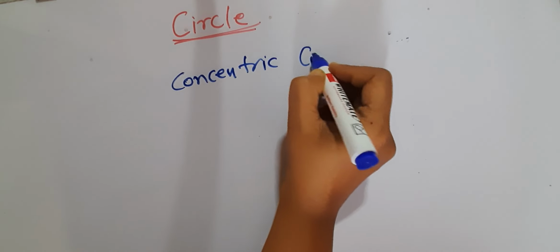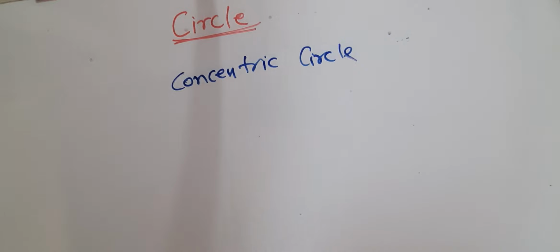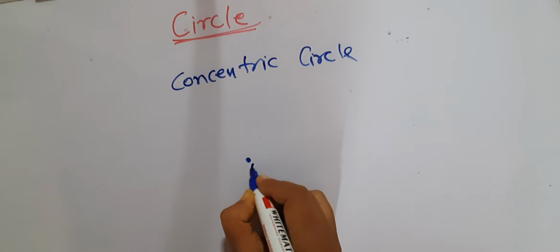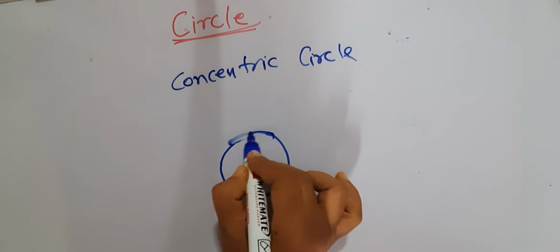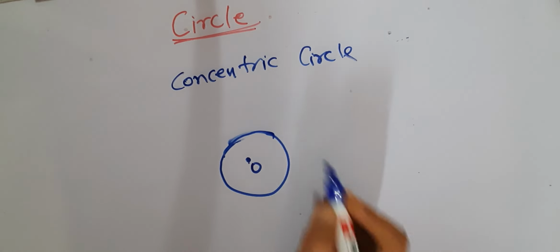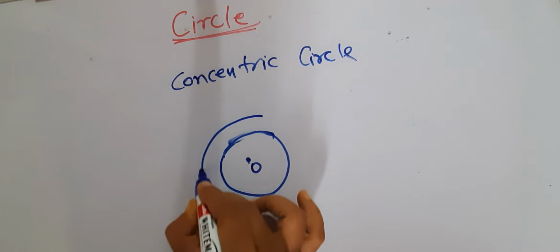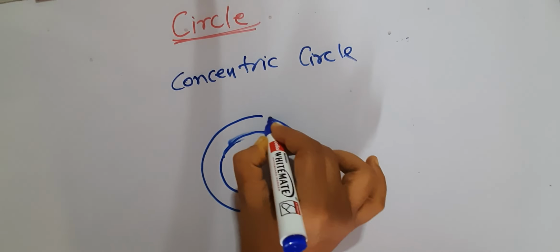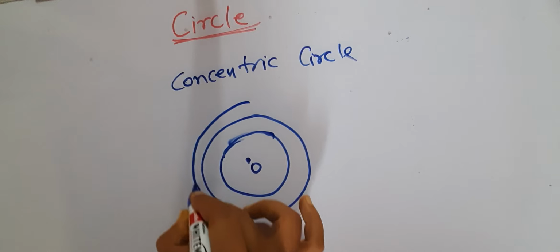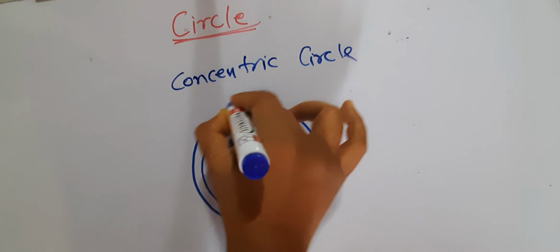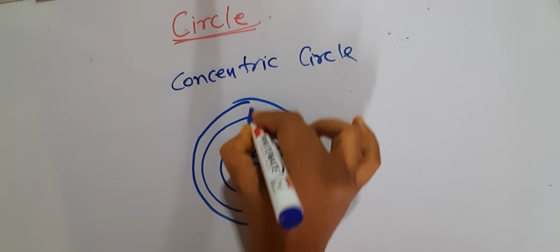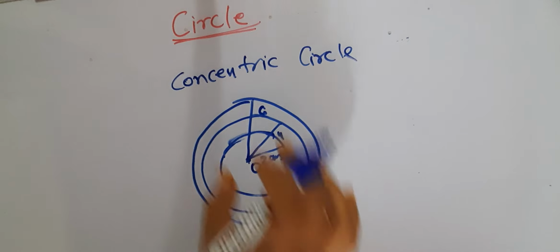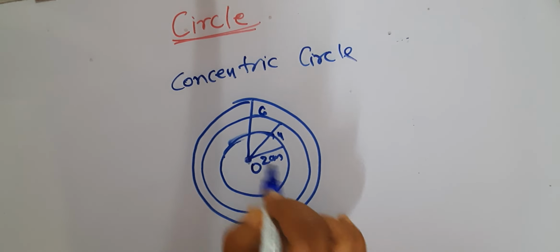Concentric circles: two or more circles with the same center. Suppose this is the center O and this is a circle with center O. I'm drawing another circle with the same center, and another circle with the same center. Here the radius is 2 centimeter, here the radius is 4 centimeter, and here the radius is 6 centimeter. But all the circles have the same center.